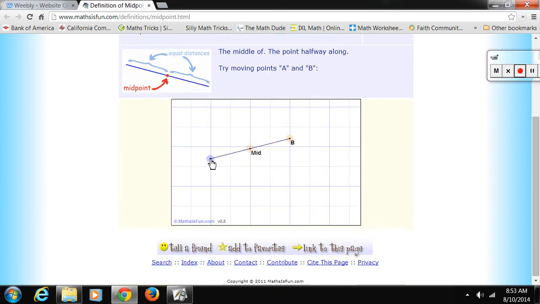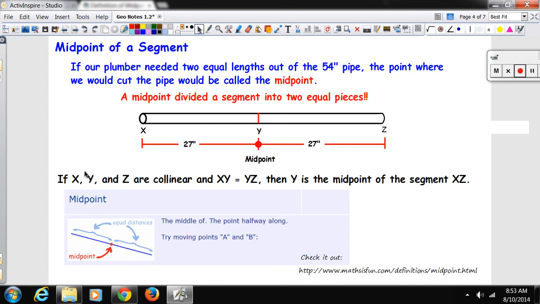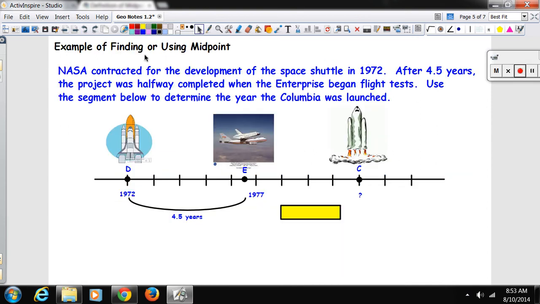If you move A, there's the midpoint. It's going to stay in the middle. It's going to move with it. I can get really close, and this is still going to be the midpoint. I can move B, and that'll still be the midpoint because it breaks it into 2 equal pieces. So midpoints always break into 2 equal pieces. So that's midpoints.